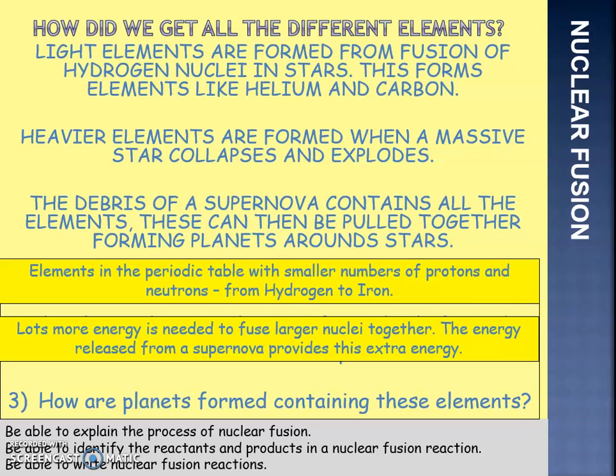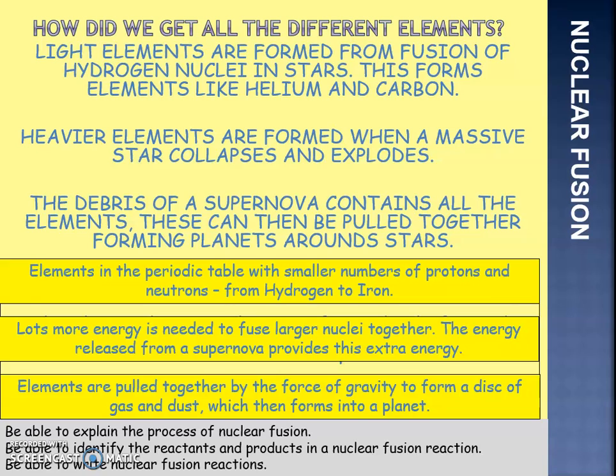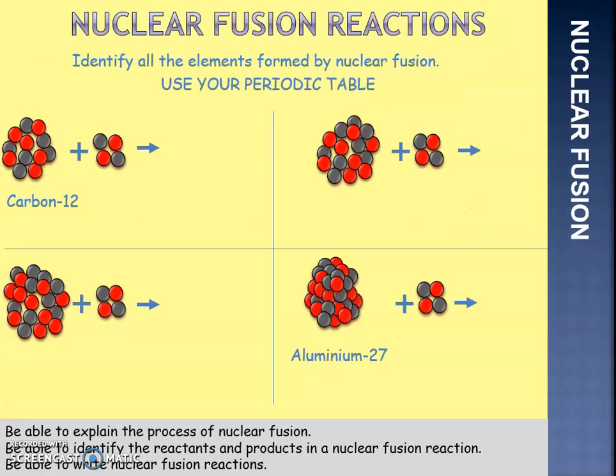How are planets formed containing these elements? The elements are pulled together by the force of gravity to form a disk of gas and dust, which then forms into a planet. Okay, can we identify all the elements formed by nuclear fusion? Use your periodic table to see what's happening on here. Count up the protons and the neutrons, and off you go. Pause the video whilst you attempt that.